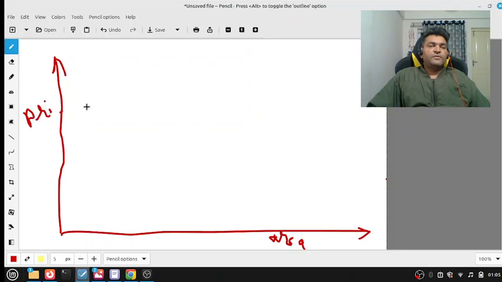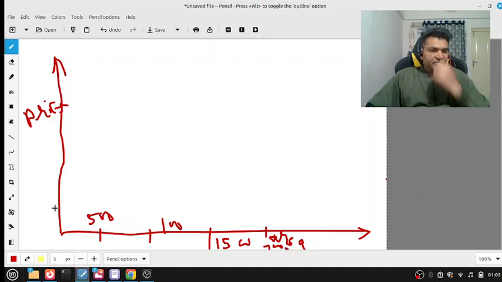But the problem is, we have data points like this. Suppose first we divide the interval. Suppose this is 50 square feet, or we can take intervals of 500 square feet. This is 1000 square feet, this is 1500 square feet, and this is 2000 square feet. We can take multiple here. And this is the price in Indian rupees.